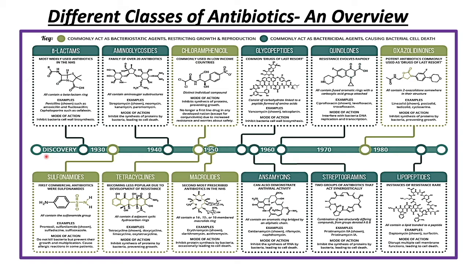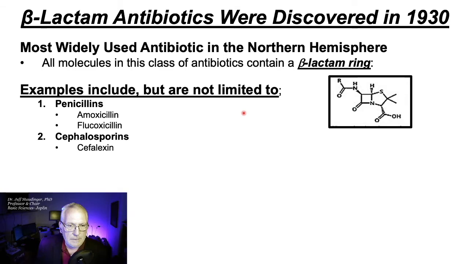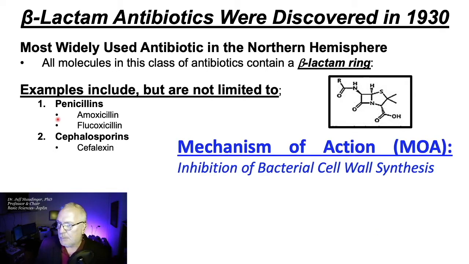There is also an interesting timeline of the discovery of antibiotics, showing you just how recently in our human history these drugs have been in use. Discovered in the 1930s, beta-lactam antibiotics are the most widely used antibiotic in the northern hemisphere. Examples include penicillins, cephalosporins, and their common mechanism of action is the inhibition of bacterial cell wall synthesis.